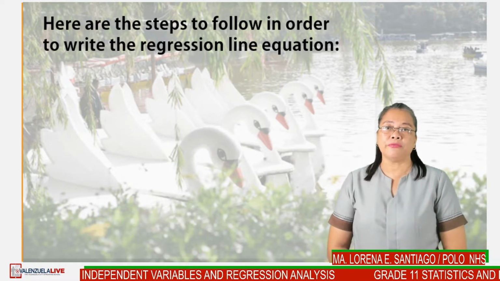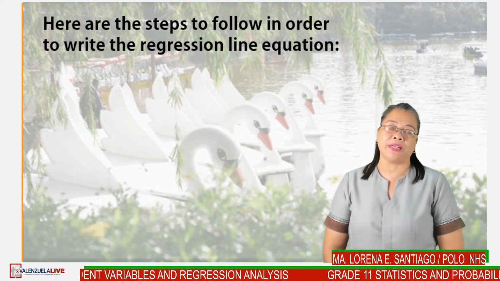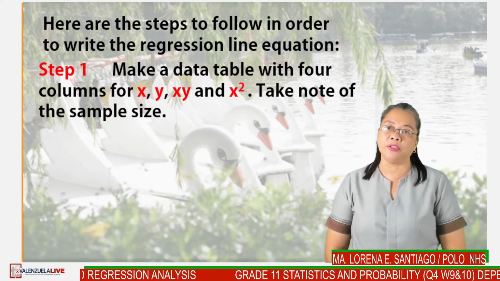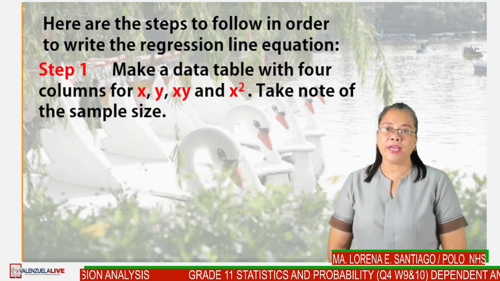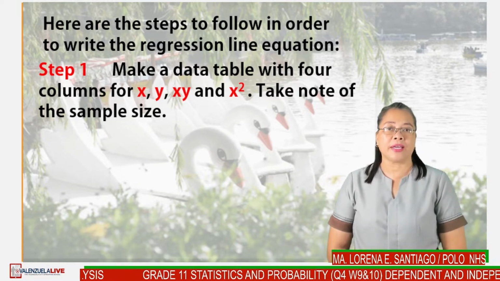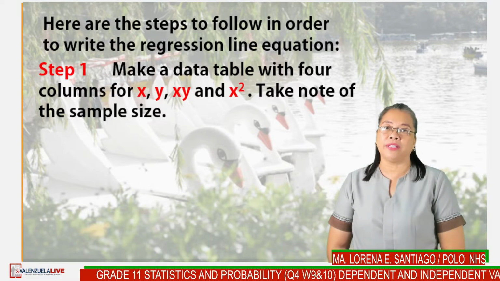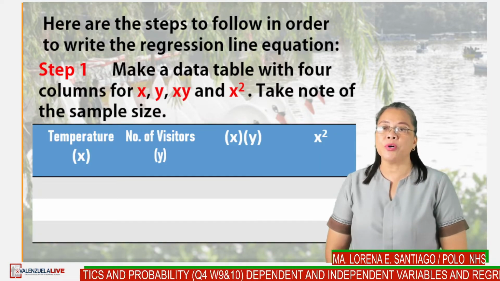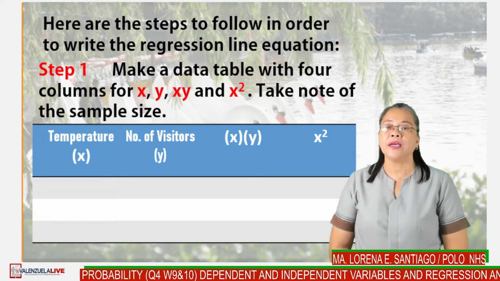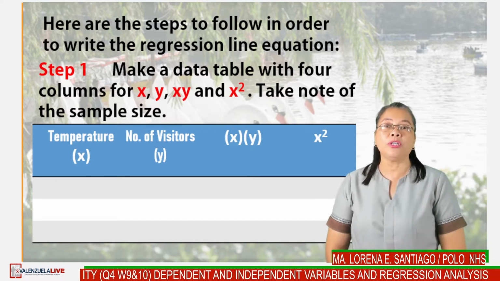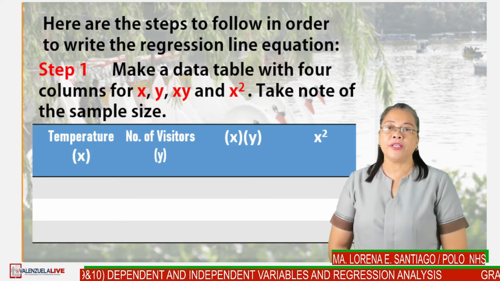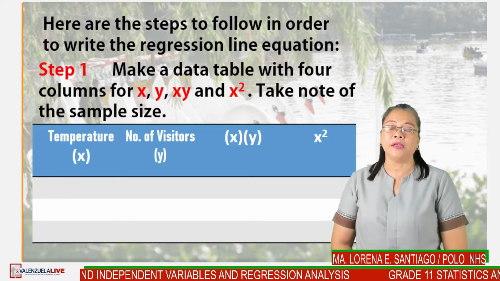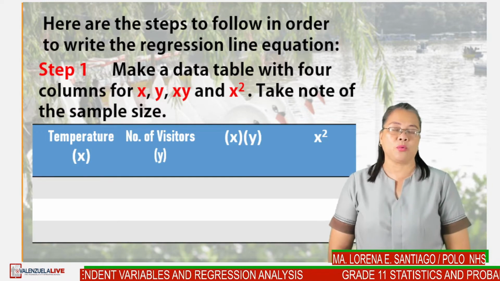Here are the steps to follow in order to write the regression line equation. Step 1, let us make a data table with 4 columns for x, y, product of x and y, and x squared. We take note of the sample size. So, for temperature, we will use the variable x, and for the number of visitors, we will use the variable y. And so, we will have the third column for the product of x and y, and for the fourth column, we will have x squared.